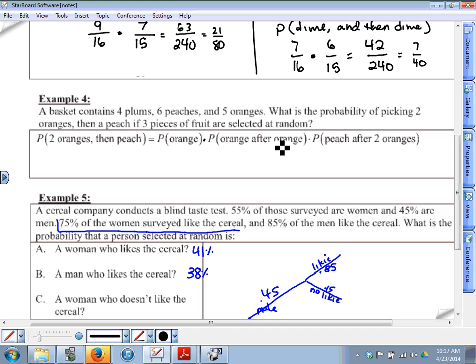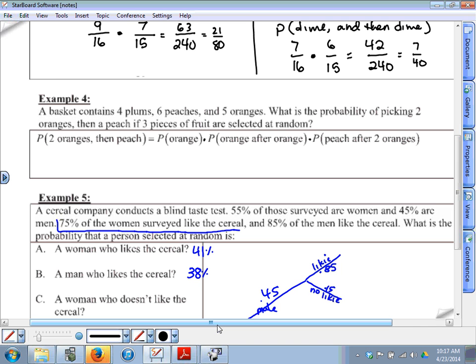So we're multiplying each of these separate probabilities because this is an and probability. An orange, then an orange, and then a peach. All of those ands mean we're going to multiply. Or means plus, and means multiply.